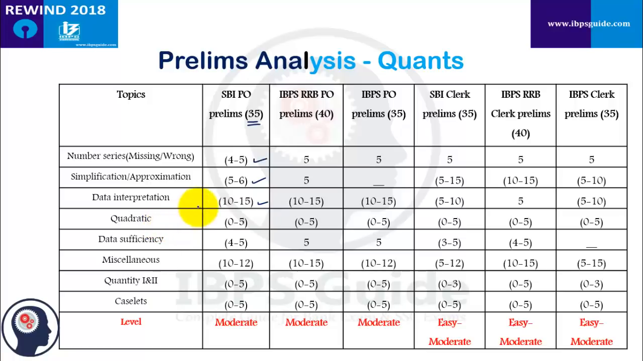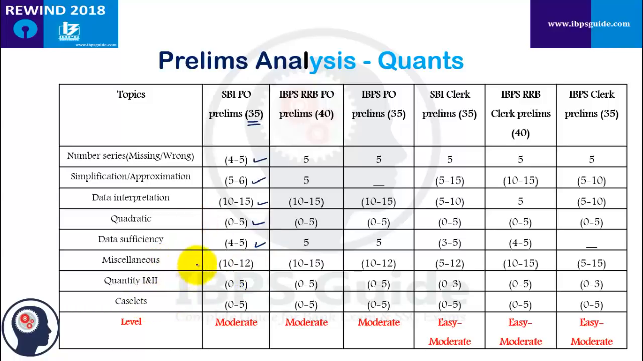Quadratic equations: as I told you in the previous slide, in some slots some topics are asked, but in other slots they are not. Likewise in quadratic equations, in the morning shift maybe no question is asked, but in the evening shift 5 questions are from quadratic equations. So 0 to 5 questions are from quadratic equations. Now data sufficiency is introduced, so 4 to 5 questions are from data sufficiency.